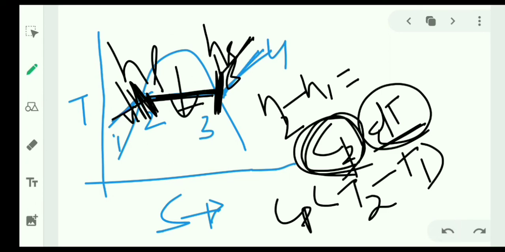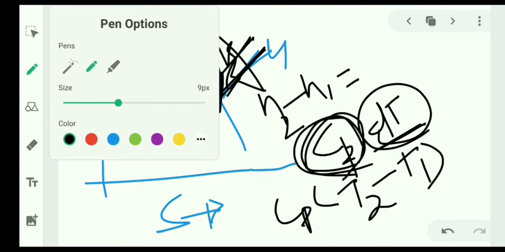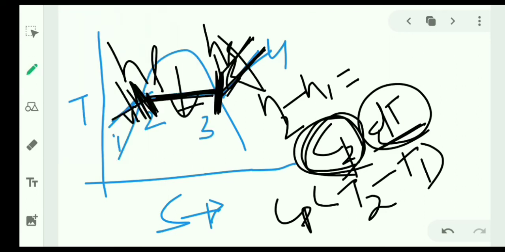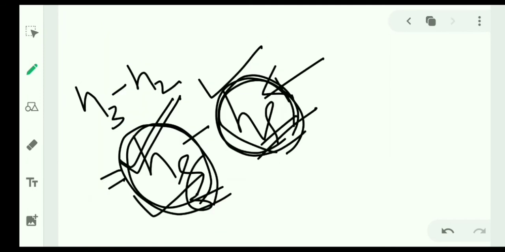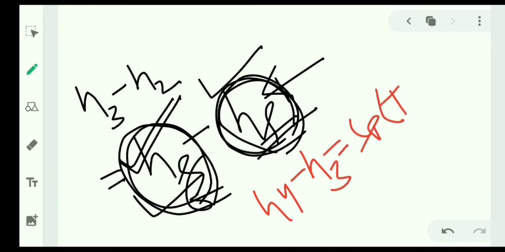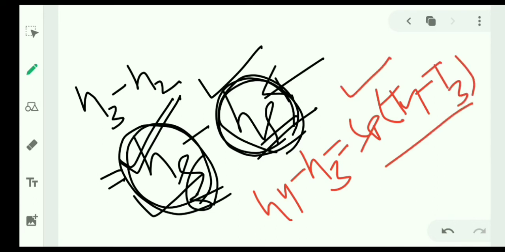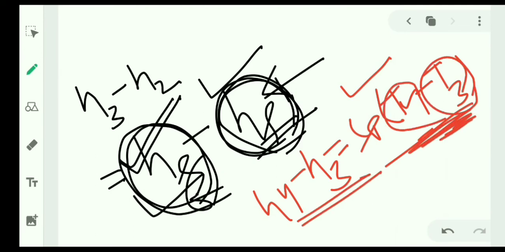Next, we need to calculate the enthalpy change during this process. Again, sensible heat is being added during the 3 to 4 process. So we can say H4 minus H3 will be equal to Cp into T4 minus T3. If we know the temperatures at these two points, then we can calculate the enthalpy gained here.